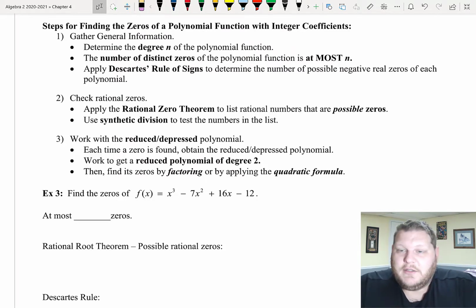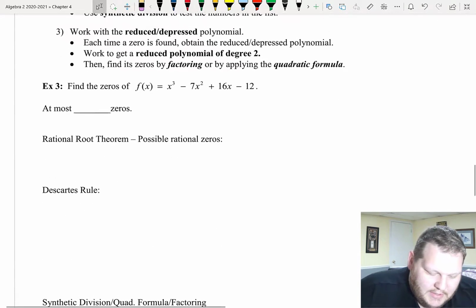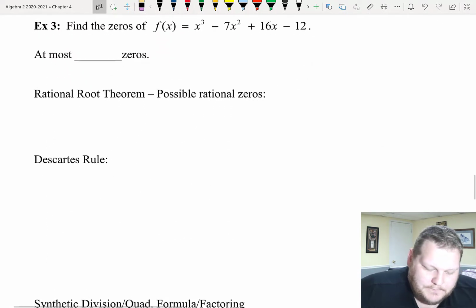So we're going to look at our degree. We're going to figure out how many zeros we should have. We're going to use that rule of sign to be able to determine how many of each sign we should have and how many are going to be imaginary or not. And then we're going to start with what we did for part 2 of 4.5. Start with that list of rational roots, and then we can narrow down from there to be able to figure it out. So let's go ahead and do that here with exercise 3.